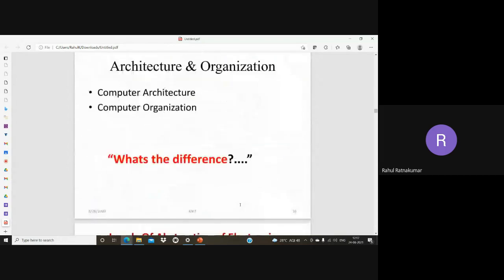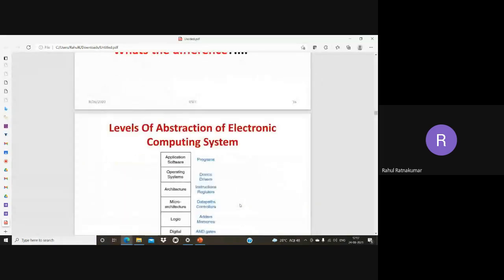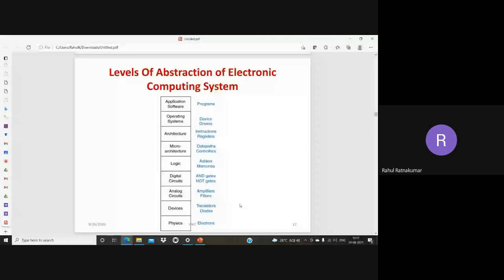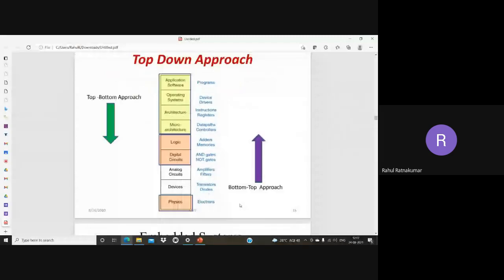And what is architecture? What is organization? What is the difference? We also discussed. And abstraction also we discussed. We'll be discussing top down, coming from the application, networking and all those things to OS, micro architecture, and logic and circuits. So we'll be discussing the yellow part mainly.